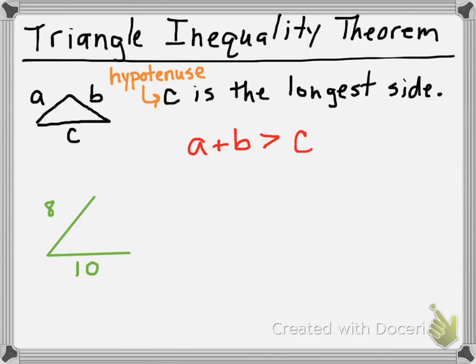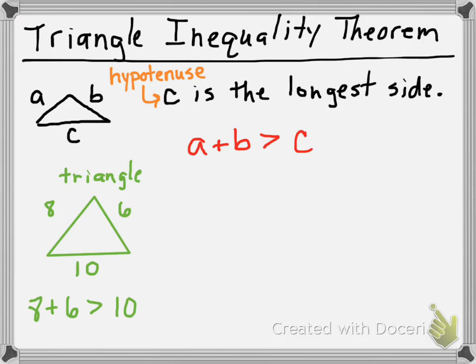Let's imagine we have this. We have 10 on the bottom, and we have 8, and we have 6. So 8 and 6 are both shorter than 10 individually, but when I put them together, 8 plus 6 is greater than 10. So this does make a triangle.